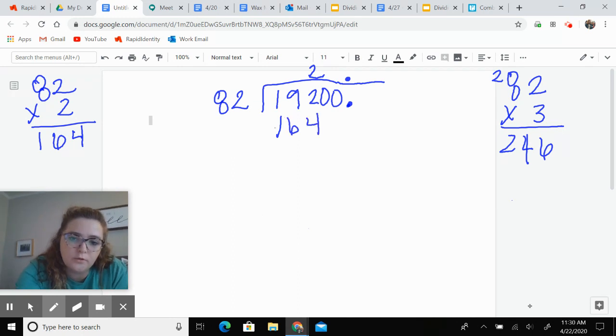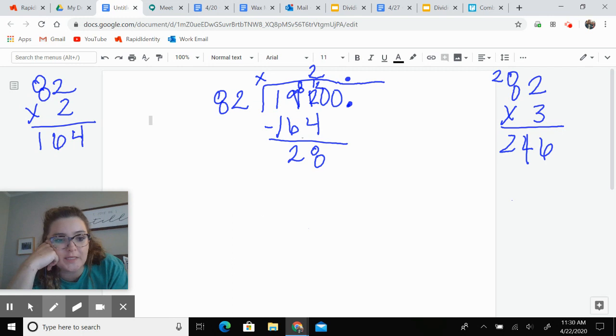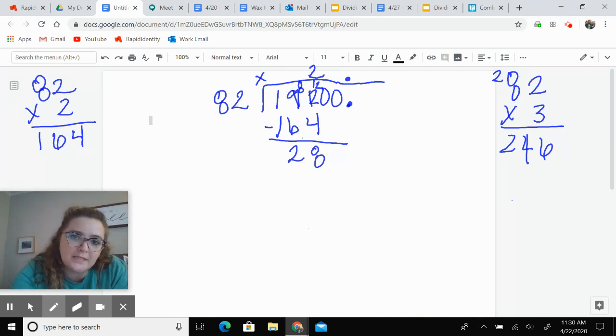And I can only go twice, and 82 times that 2 is 164. And then I'm going to subtract and solve. Okay, and I end up being left with 28. All right, that also tells me that that 2 is correct up there because I'm left with 28, and 28 is less than 82, so I know 2 is correct. I'm going to carry down my zeros like I would with normal division.